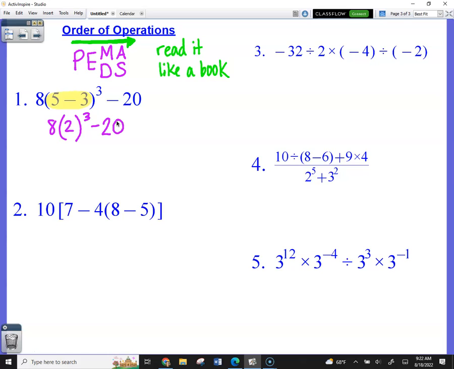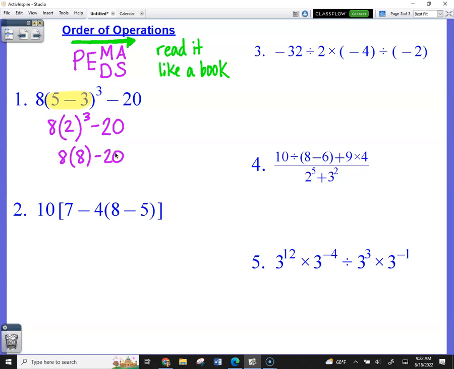Move to the next order, which is exponents. What is the cubed attached to? It's attached to just the 2. So 2 cubed is 8. And then now you might think, well, we still have parentheses. When parentheses, let me back up. Parentheses means complete what's inside them. What's inside it is still just a number, so your parentheses is done.